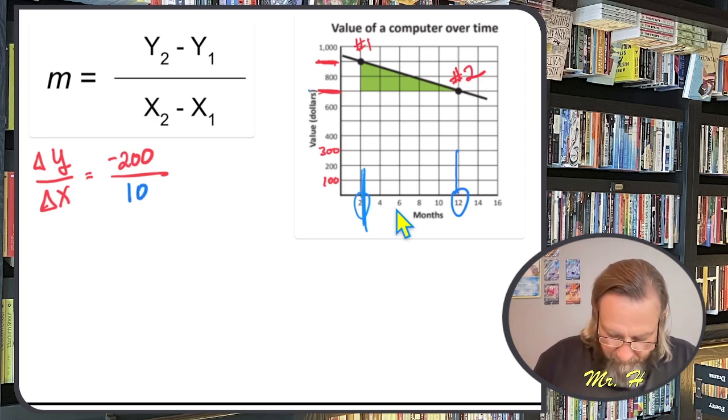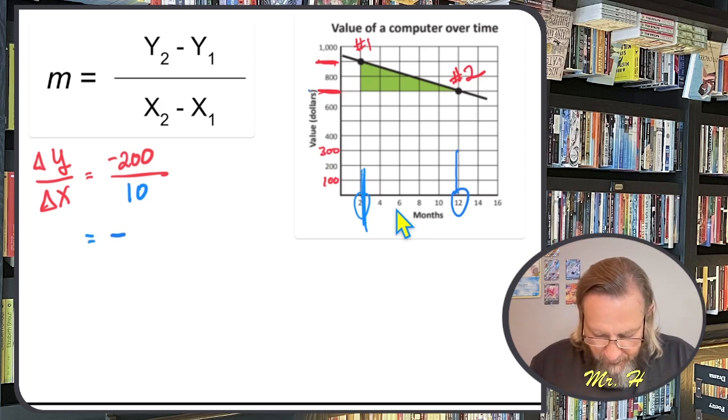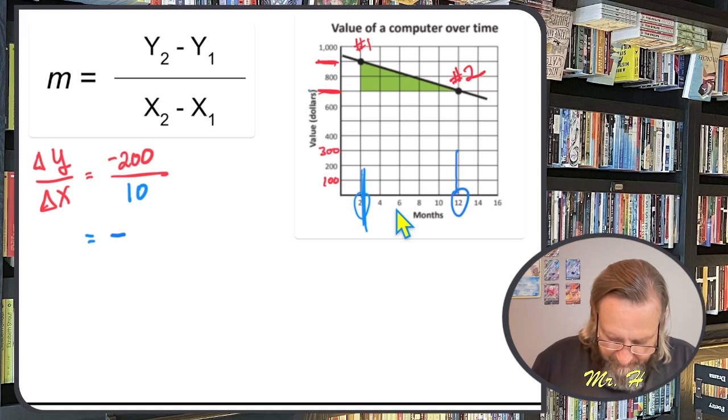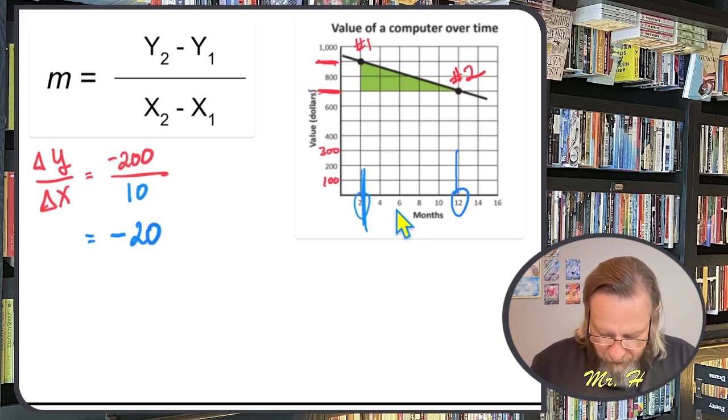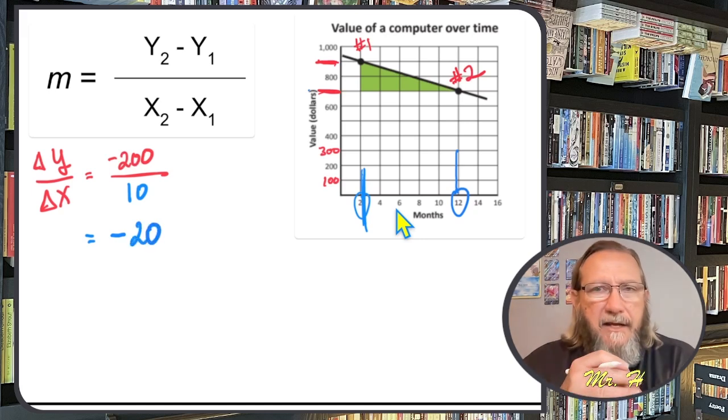Negative 200 over 10, that's going to be a negative answer. And 200 divided by 10, well, that's just 20. So our rate of change is negative 20.